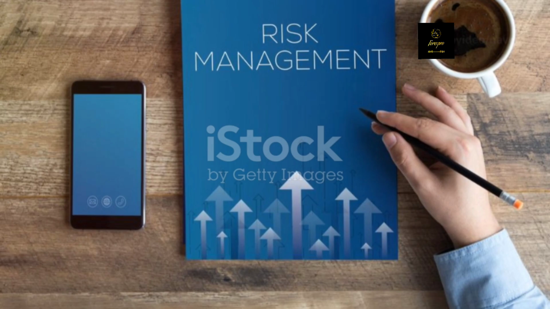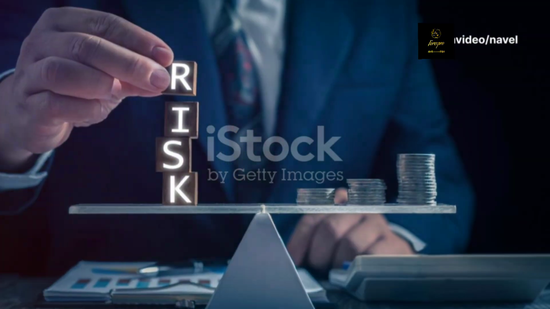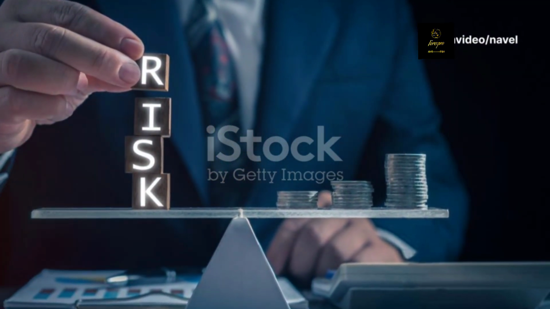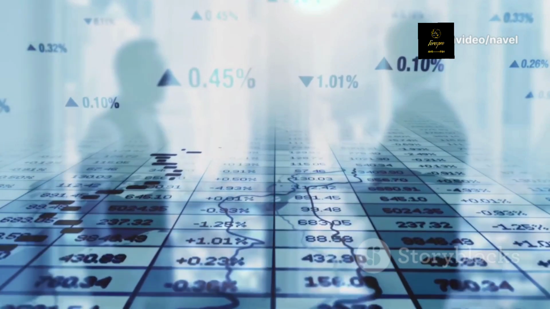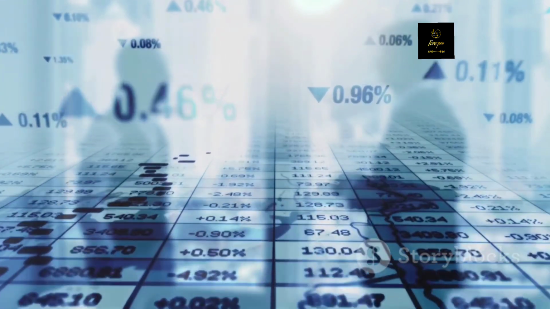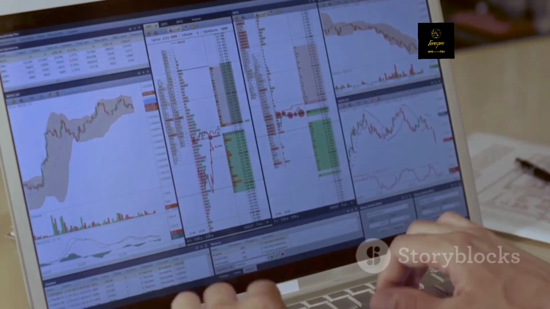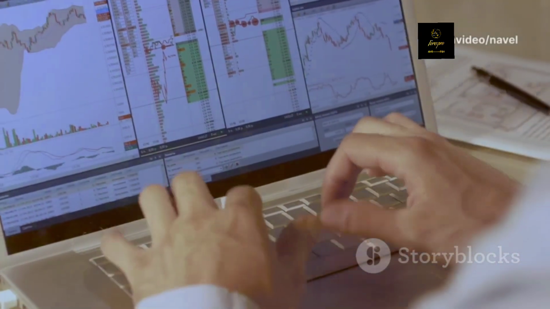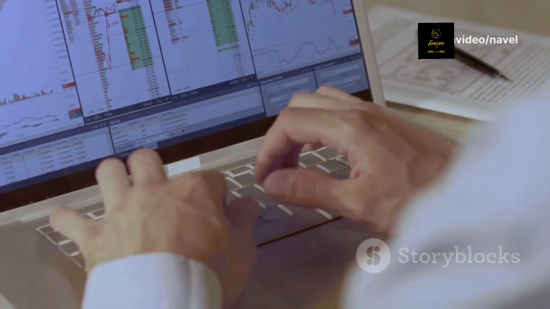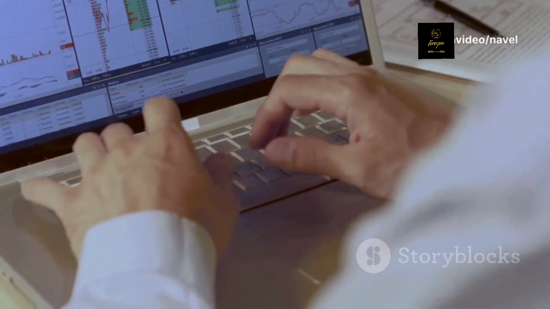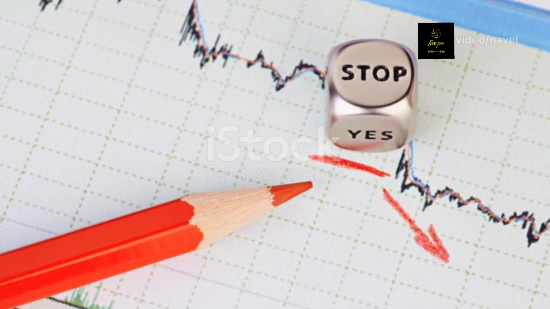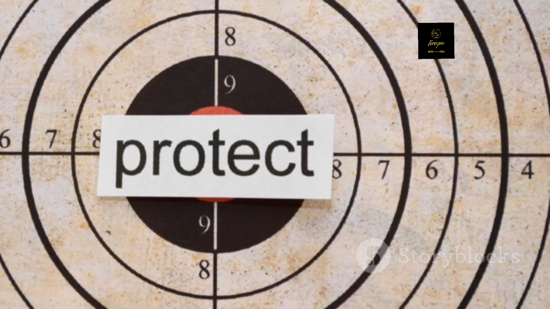Now, let's talk about risk management, a crucial aspect of Forex trading that often gets overlooked. Two essential tools for managing your risk are stop-loss orders and take-profit orders. A stop-loss order is an order that automatically closes your trade at a predetermined price level to limit your losses. It's like a safety net that prevents your losses from spiraling out of control.